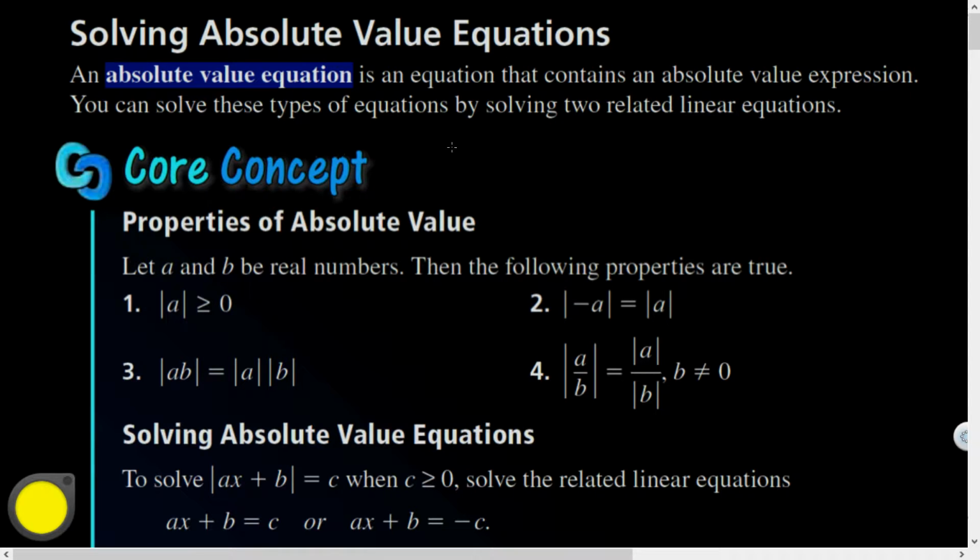And you can solve these types of equations by solving two related linear equations. So Ethan, we're going to take a single absolute value equation and break it into two, right? So notice one here becomes two. All right, this is going to be like cell division here.